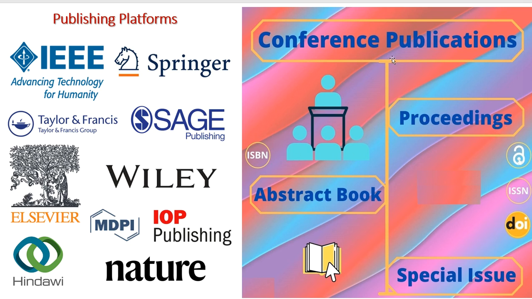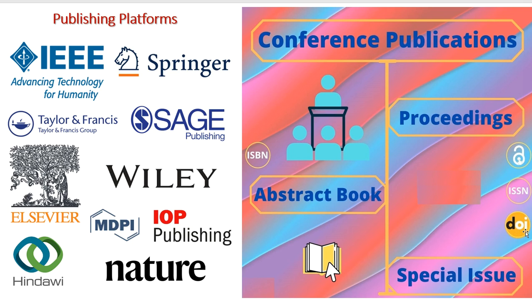Some of the conferences go through a journal. That type of publication comes under a special issue. They give a unique number for the publication, whether abstract book, proceeding, or special issue, whatever it may be. Completely, the paper will be identified through a DOI, a Digital Object Identifier.